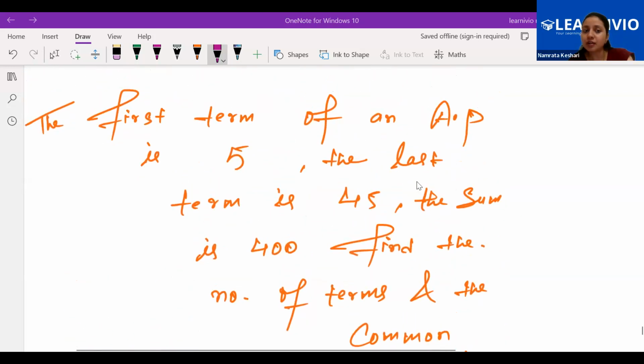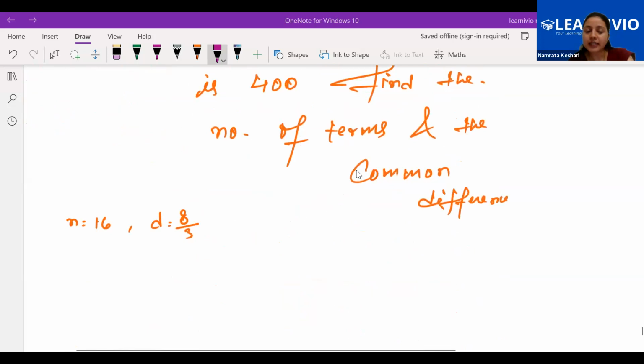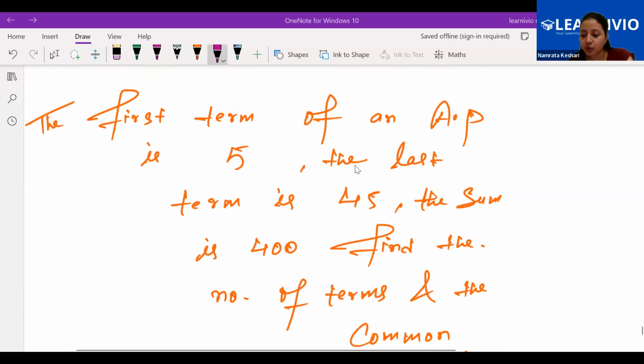What you got from here? Harshit has got N equals 16 and D is equal to 8 by 3. Rest of the students, please let me know what you got.